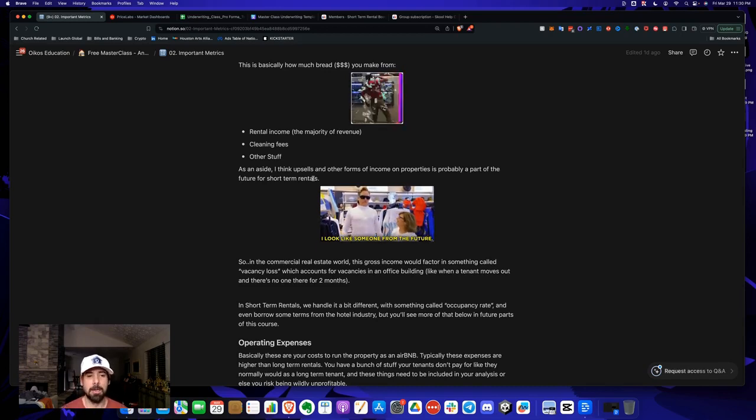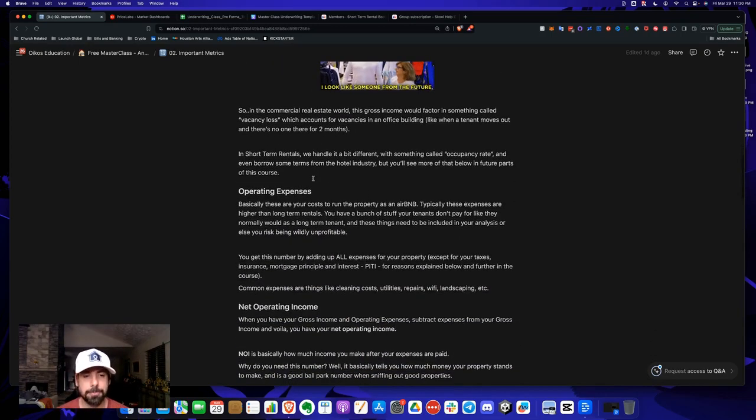In the commercial real estate world, this gross income would also factor in something we call vacancy loss. It accounts for vacancy, like you don't have a tenant in an office space for a month or two. But we don't account for that in our gross income statement here, because you'll see later on, it's baked into the way we calculate revenue. I'll get into that later though. Short-term rentals, as I mentioned, we handle a bit differently. We use something called occupancy rate. And that's for the next lesson.